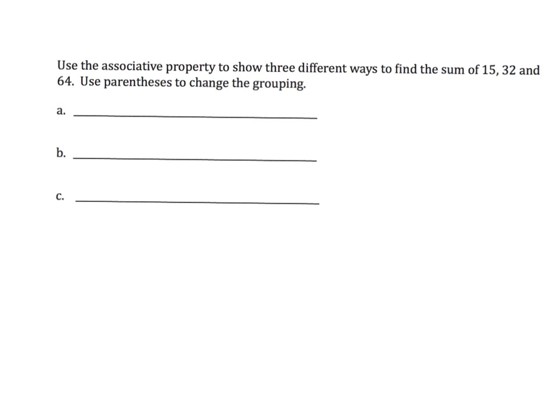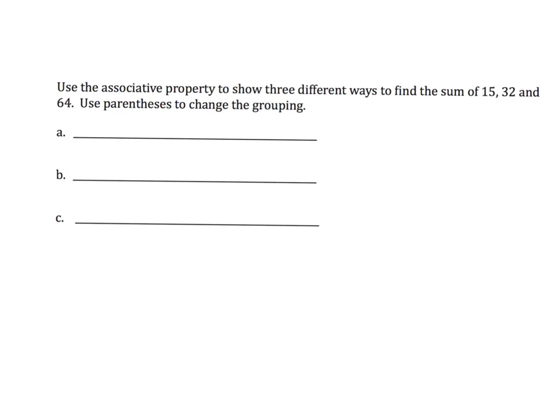Let's get a little more practice with the associative and commutative properties by solving some problems together. This problem says to use the associative property to show 3 different ways to find the sum of 15, 32, and 64. Well, the sum means I need to add, so I'm going to go ahead and put 15 plus 32 plus 64. I'm just supposed to use parentheses to change the grouping.